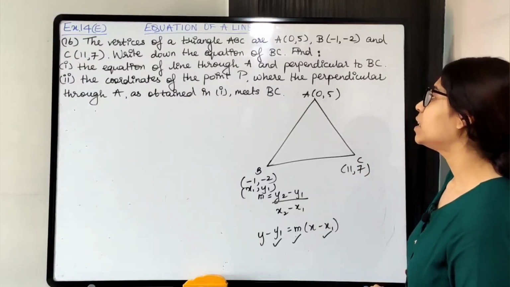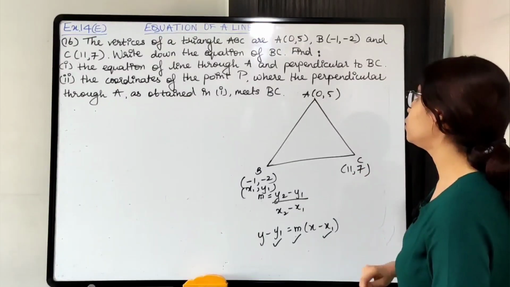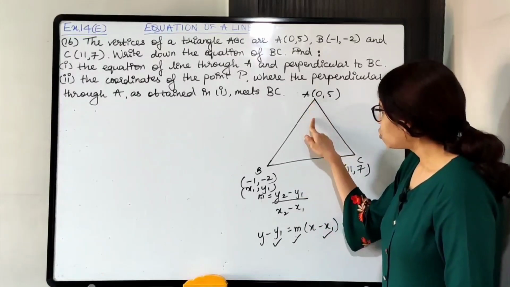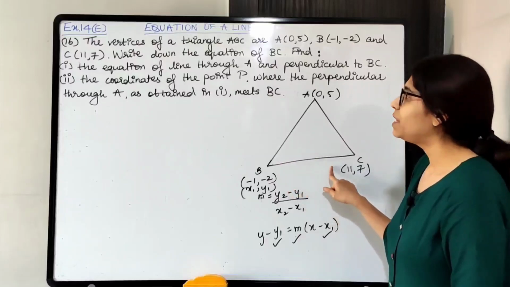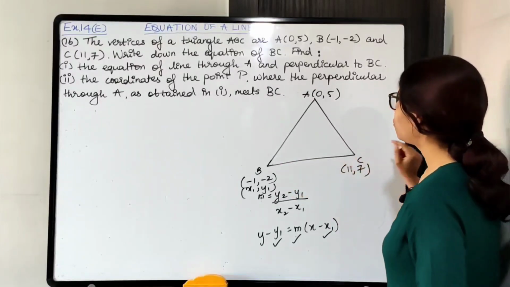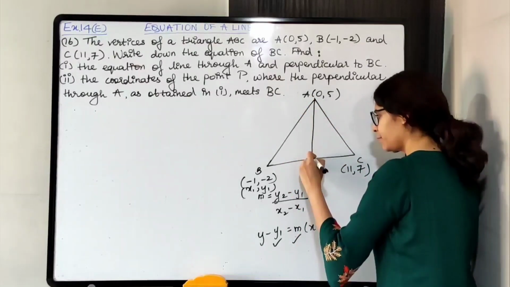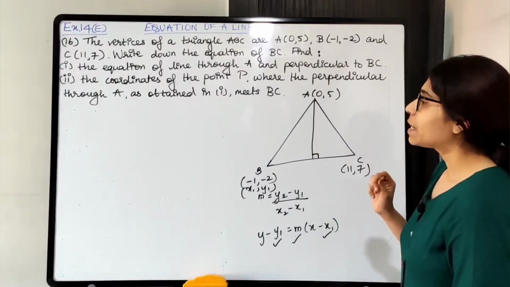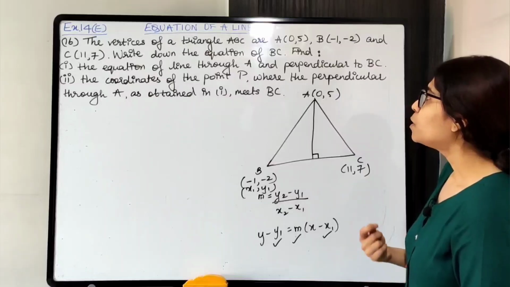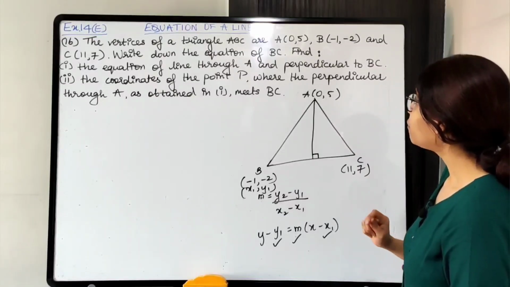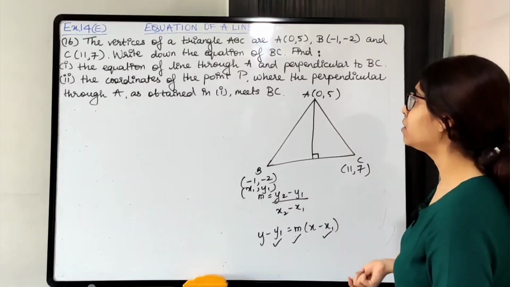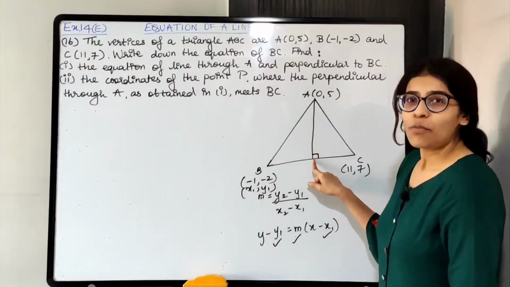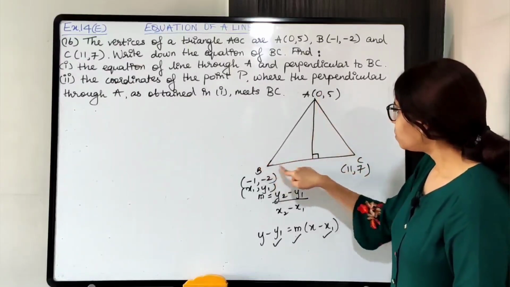First part, we need to find the equation of line through A and perpendicular to BC. Through A we are drawing a perpendicular to BC. Second part, the coordinates of the point P where the perpendicular through A, as obtained in 1, meets BC. So P is the point where the perpendicular meets BC.